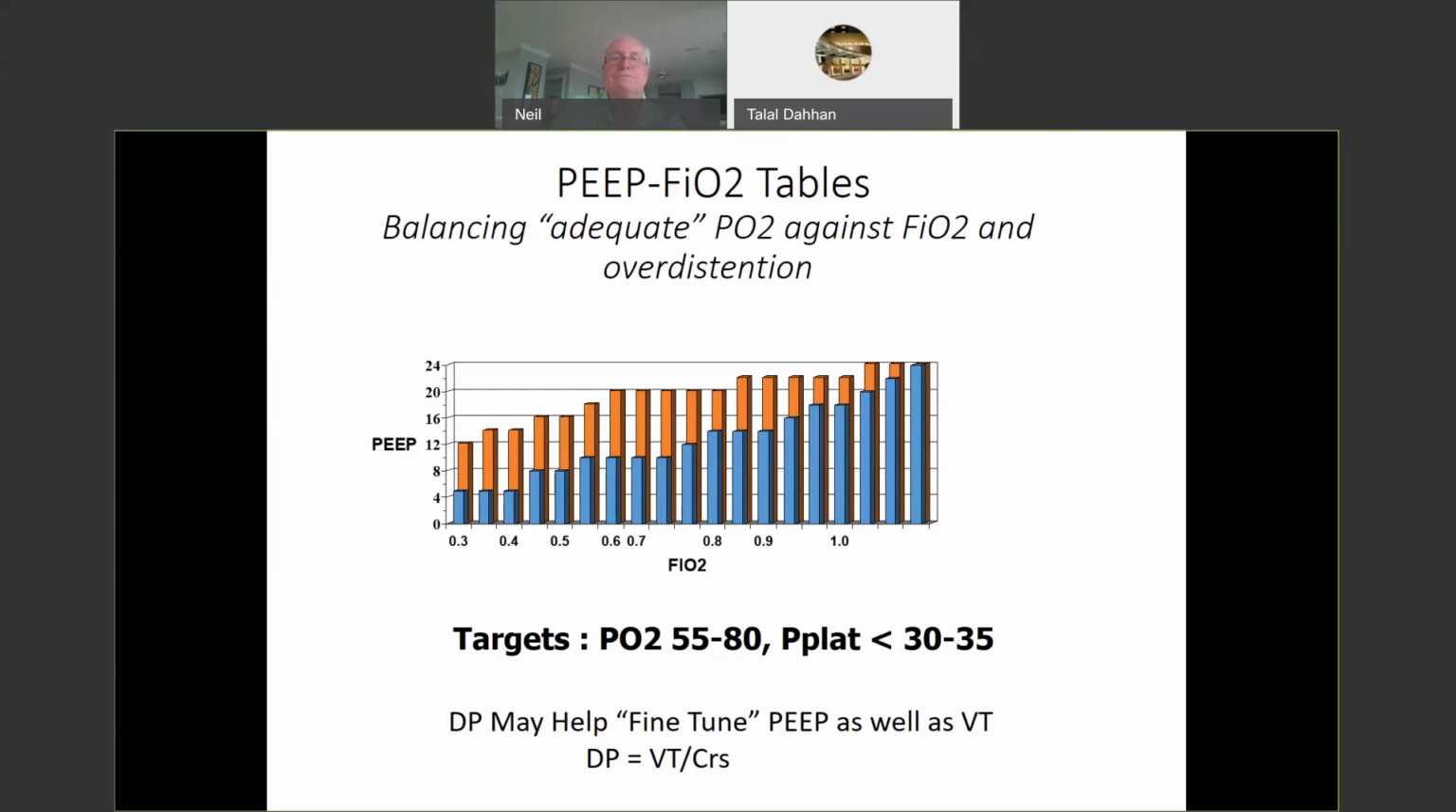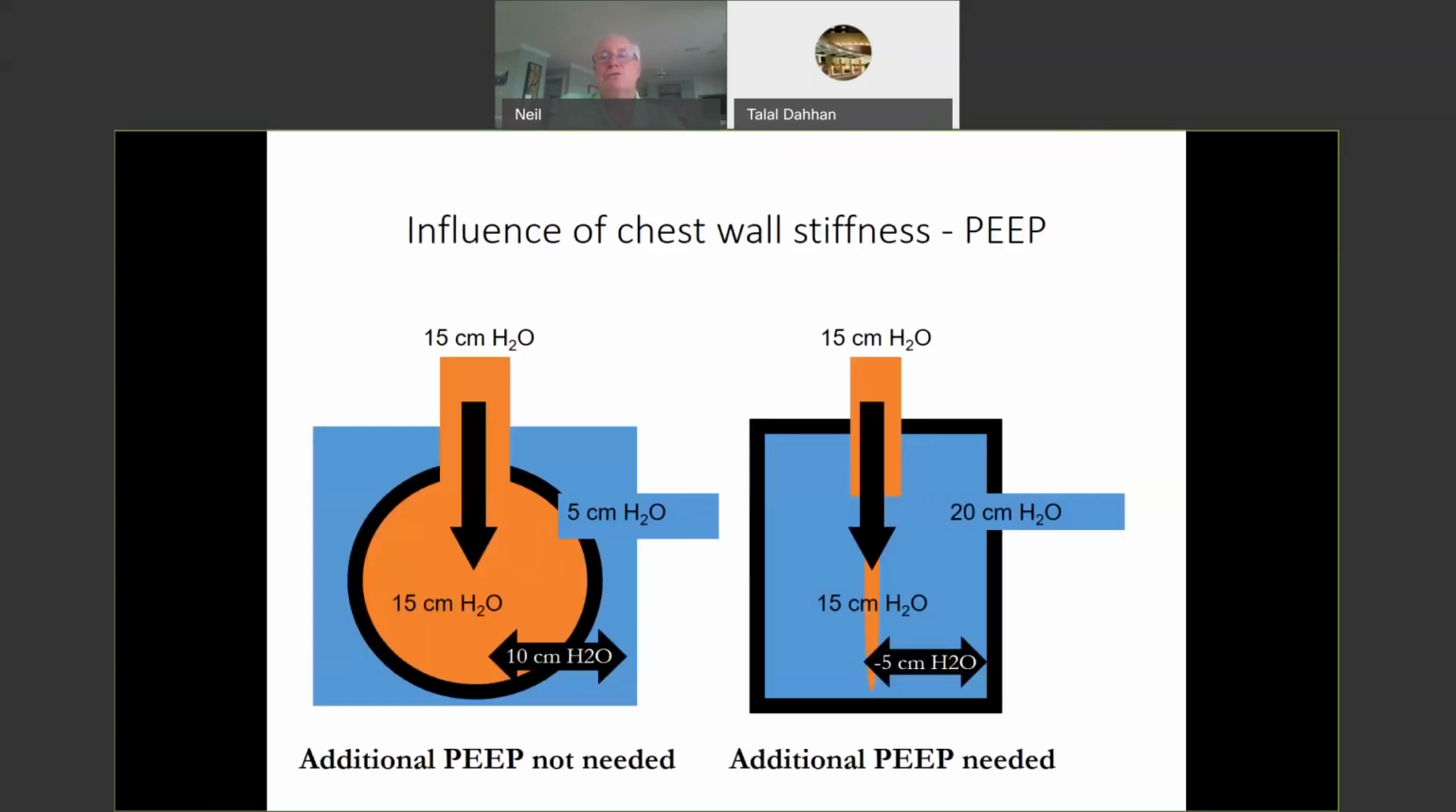Trial and error. A comment about chest wall and PEEP and the PEEP FiO2 tables I showed you. Again, if you've got a very, very stiff chest wall, creating lots of pressure, even during expiration, you may need additional PEEP than what these tables are recommending. And again, this extra PEEP can be guided by raising your plateau pressure targets above 30 to maybe 40 or even 50 in the very, very stiff chest wall patient.